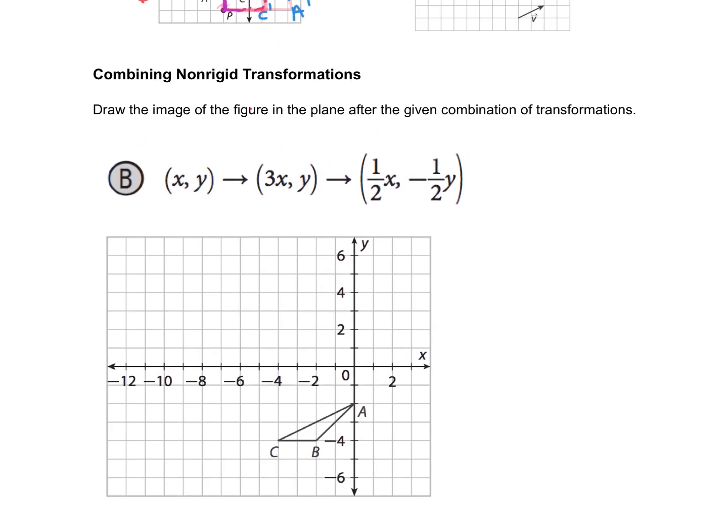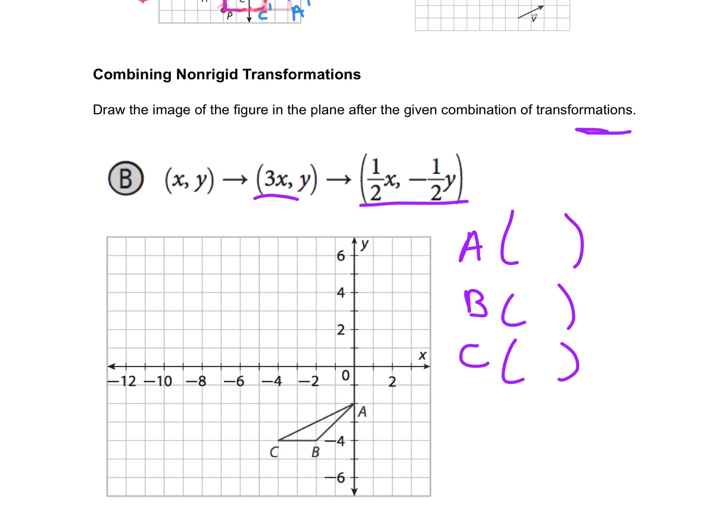Now combining non-rigid transformation. So if you notice, both of these are non-rigid transformations. So the first thing I'm going to do is I'm going to write down my points. And I think, especially with these sequences of transformations, it makes it so much easier if you do this. So A is at 0, -2. B is at -2, -4. And C is at -4, -4.